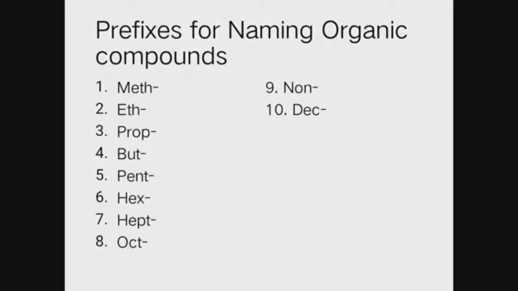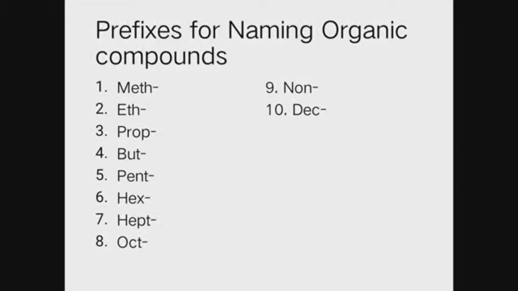Now, in naming organic compounds, we have to know the basic prefixes. Right here on your screen, you have the basic prefixes for naming any organic compound. You have to hold these in your head. It's pretty easy. If you did your math, this would also be easy for you. Apart from meth, eth, and prop, I think pent, hex, hept, those ones are much easier to recognize and learn.